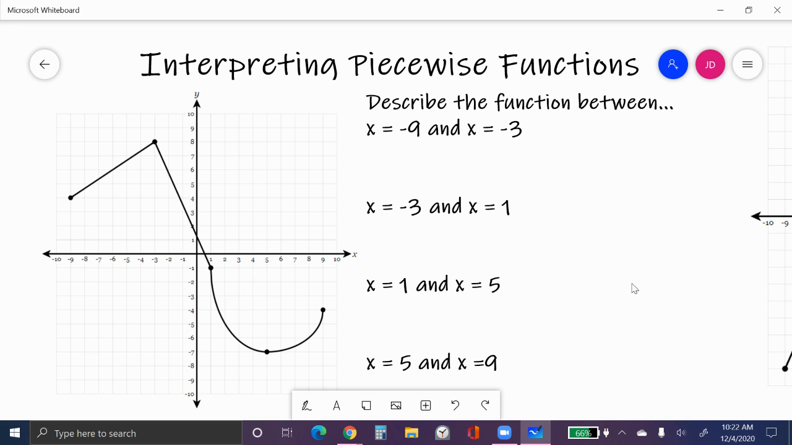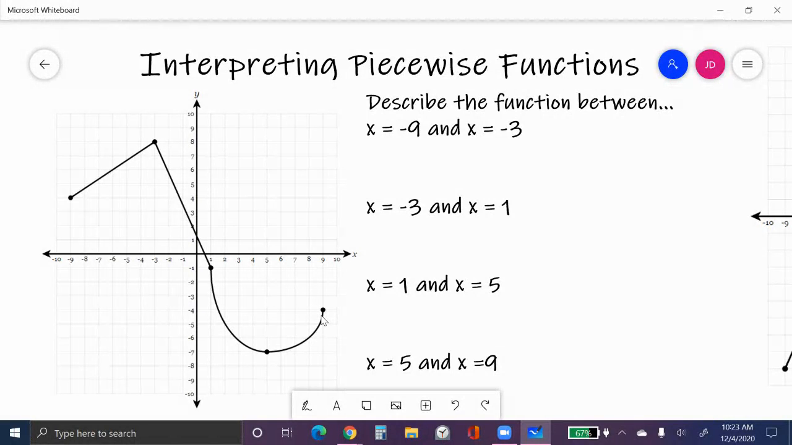In today's video, we're going to be interpreting piecewise functions. A piecewise function is a function that looks kind of awkward and has different shapes and different segments. If you look at this first example, there's four different parts, four different pieces of this piecewise function. You have this part right here, another part right here, this curve, and then this curve.